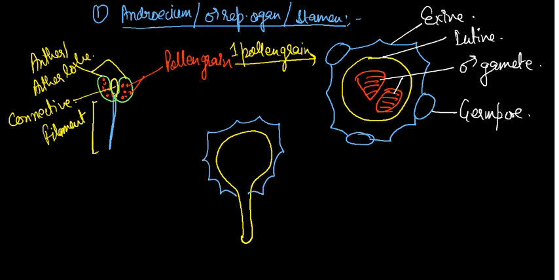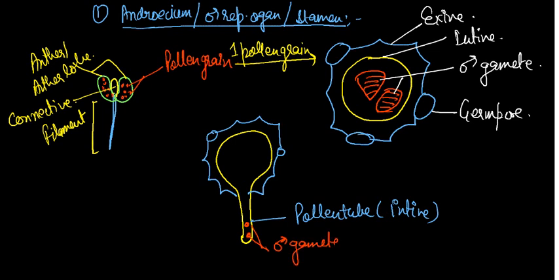That is a germ pore. This tube arises from a single germ pore, whatever germ pore is present over here. This tube is called the pollen tube, which was formed by the intine layer. This pollen tube grows outside from that germ pore, and the male gametes which were present in that region come here. These two are male gametes. So this is the structure of the pollen grain.